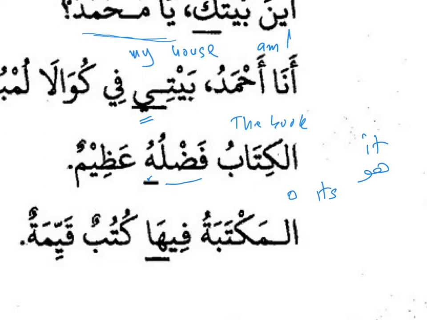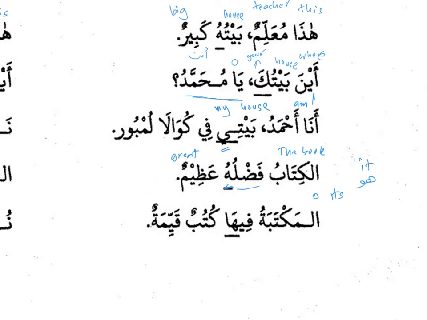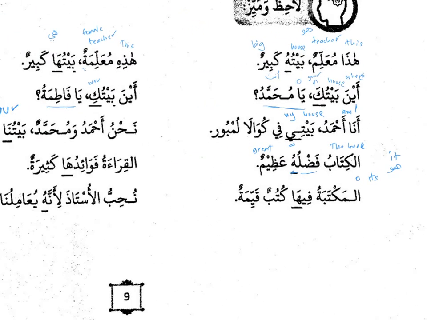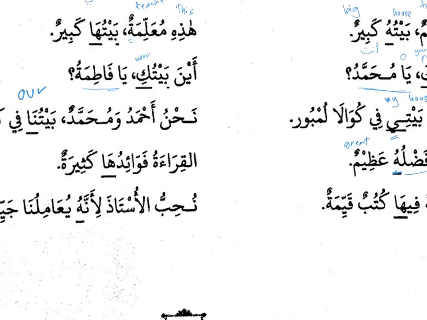The book's benefit is azim. Azim means great. So here, the word hu is no longer translated as his, but is translated as its because it is referring to an inanimate object. And we look at the next sentence.